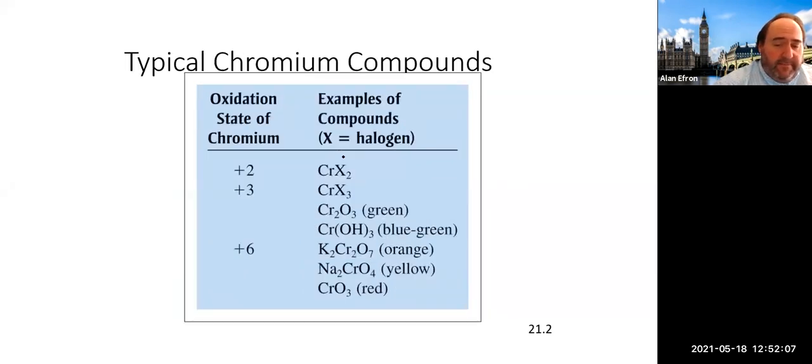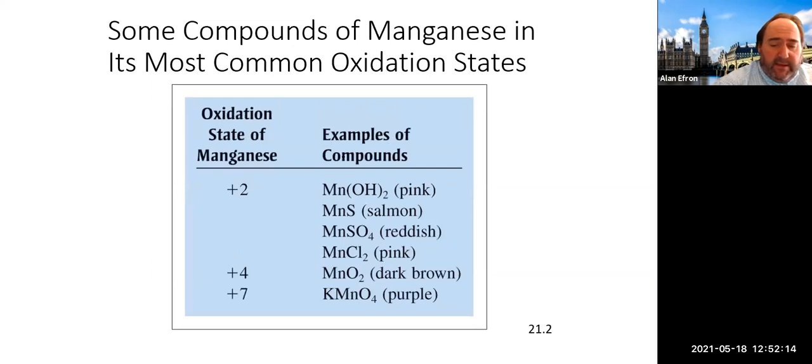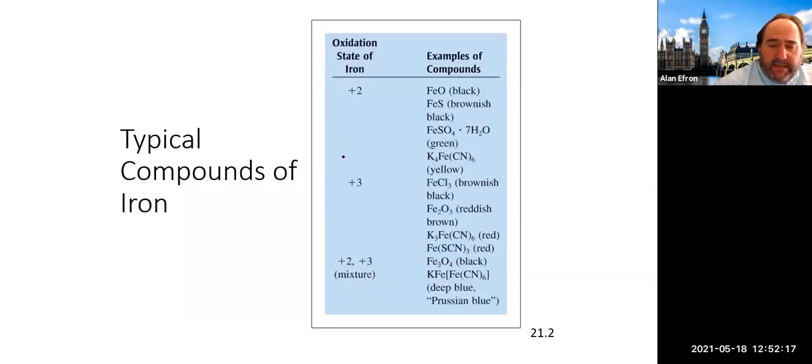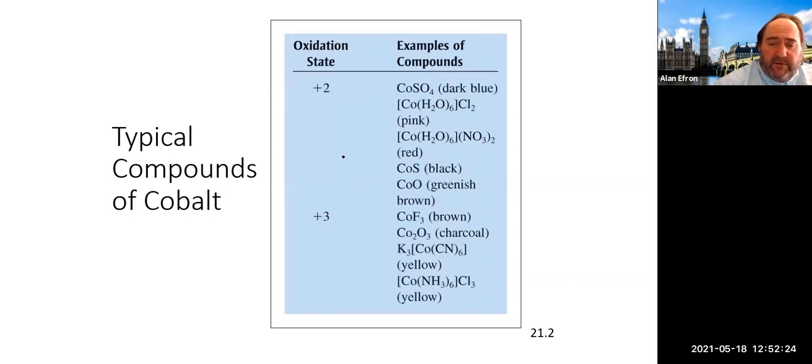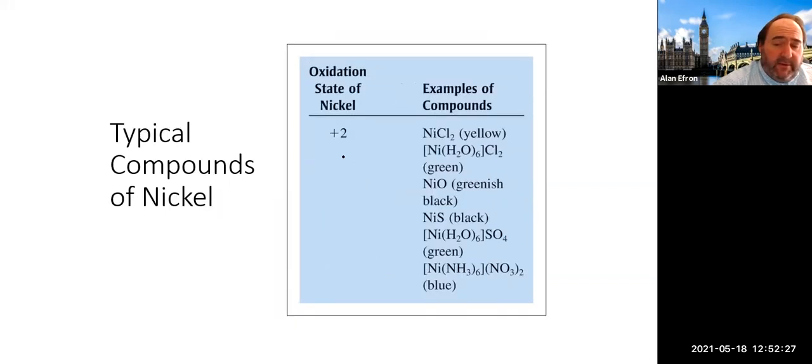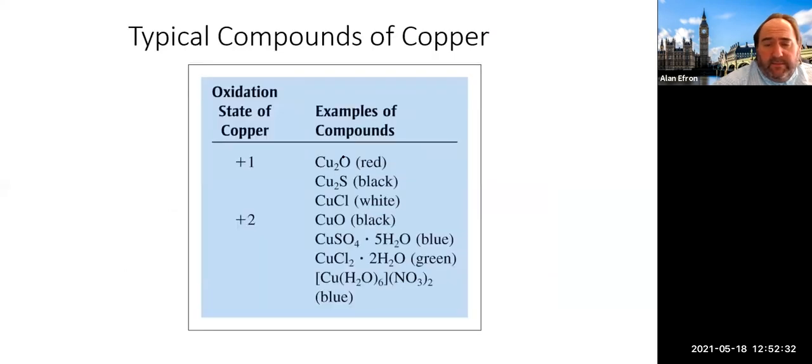Here are some chromium compounds, again greens, blues, orange, yellows, reds, depending on oxidation states. And again, same thing here, some pinks, some browns, some purples with our manganese. And iron here, depending on what it's hooked up with, gives us a variety of charges and also colors that appear in solutions. Some of these complex ions, which is what some of these guys are, we're going to talk about in this chapter, about how to properly name them. Any questions on the transition metals, trends, and that type of stuff?